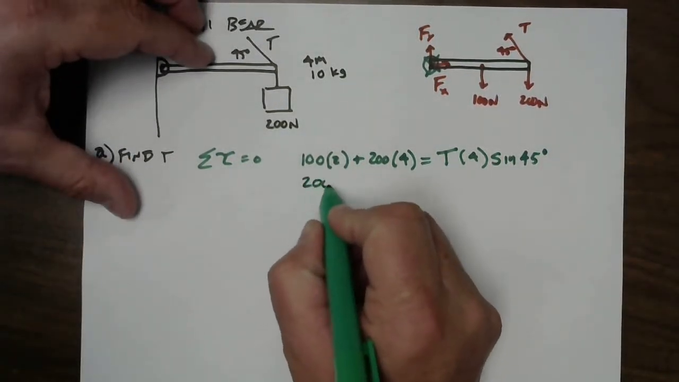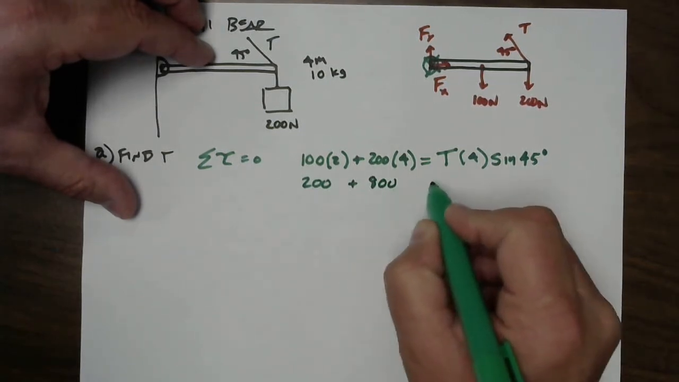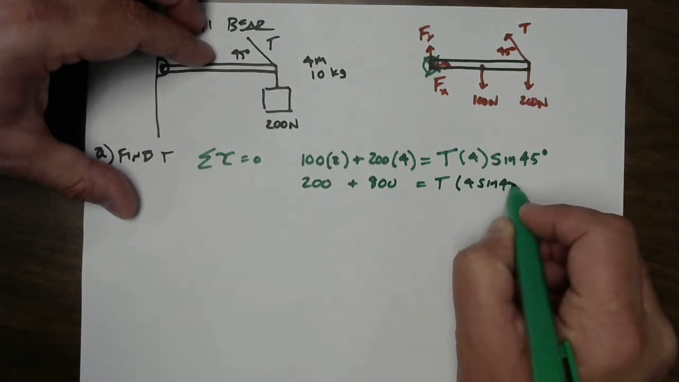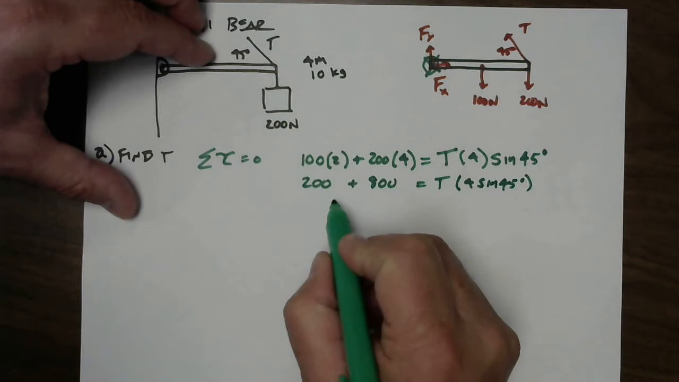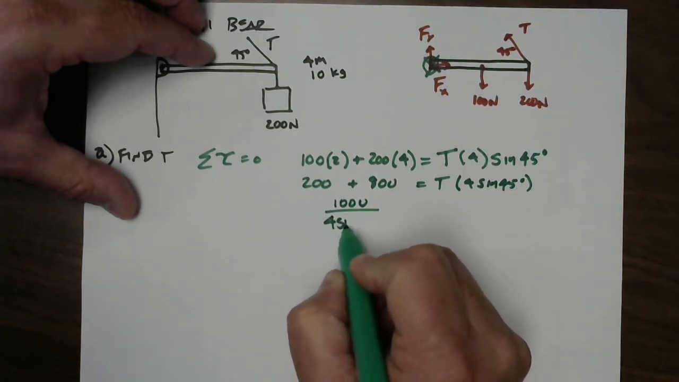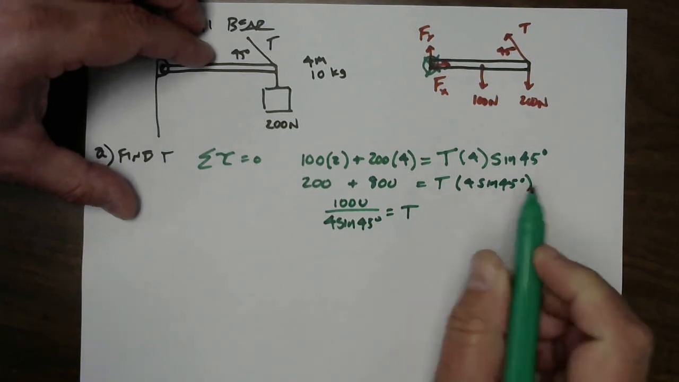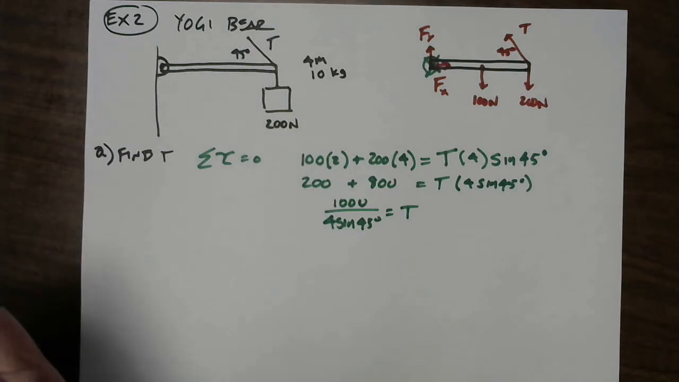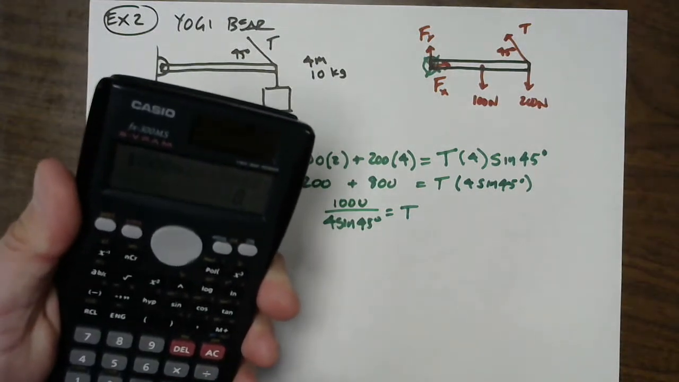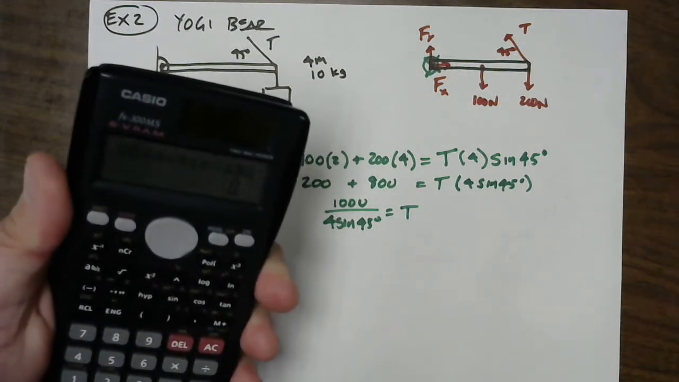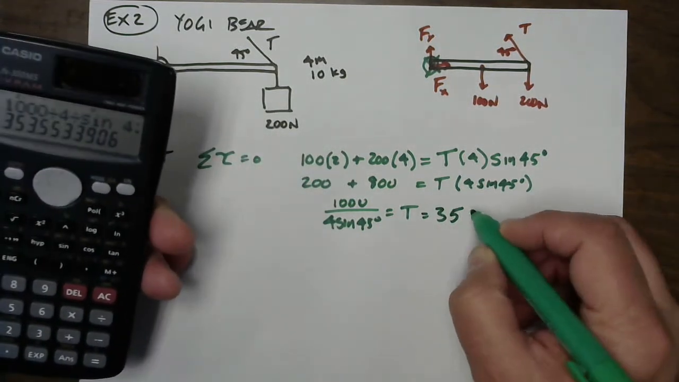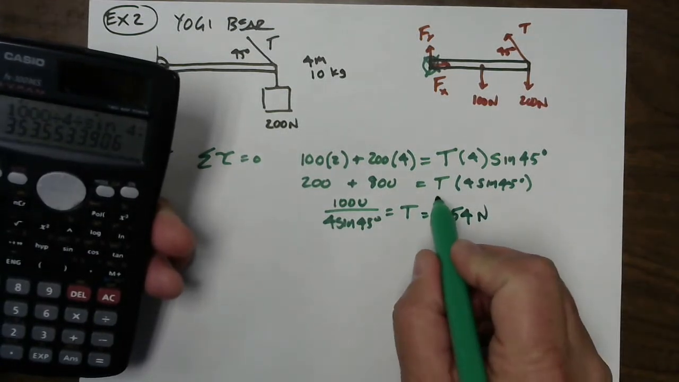Okay, this is going to be 200 plus 800 equals T times 4 sine 45 degrees. So that means that 1,000 divided by 4 sine 45 degrees is going to give us the tension. And this will tell us the strength of the cable that I need to purchase in order to suspend my picnic basket safely. Okay, 1,000 divided by 4 and also divided by sine of 45 gets me 353.5. So let's call it 354 newtons. Now that's going to be the tension in the cable.